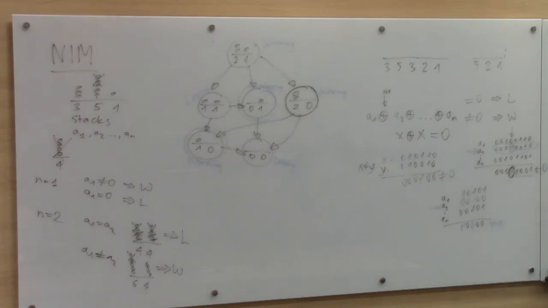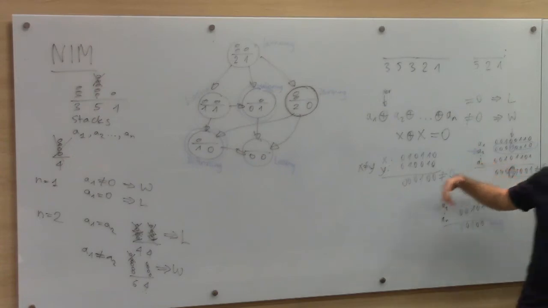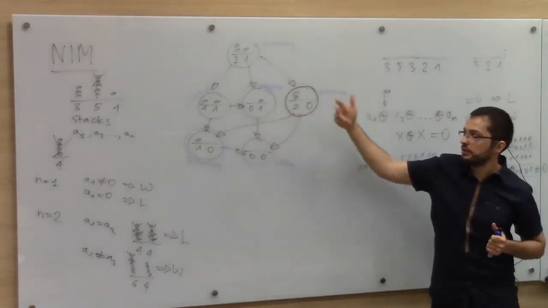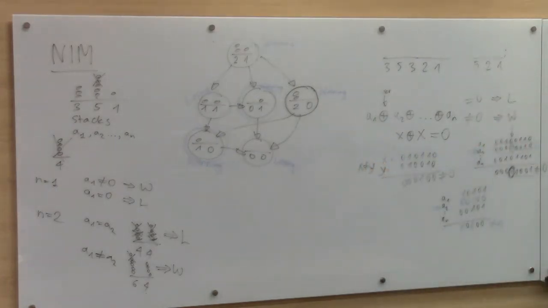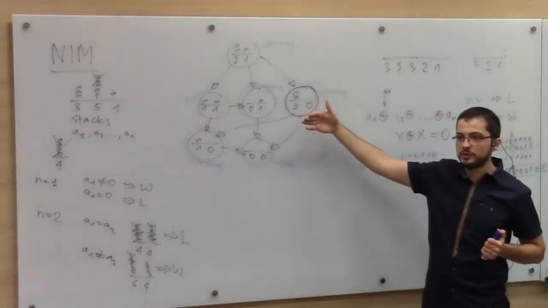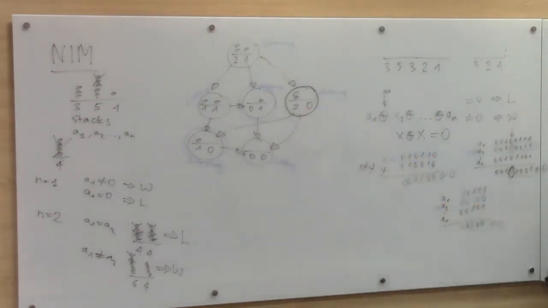So if you have XOR 0, then every possible move goes to a non-zero XOR. So basically this boils down to this: we have a losing position, and every move from a losing position goes to a winning position. So this means that this value of XOR is the correct way to identify losing and winning positions, because this information is consistent with the definition of what is a losing position and what is a winning position.